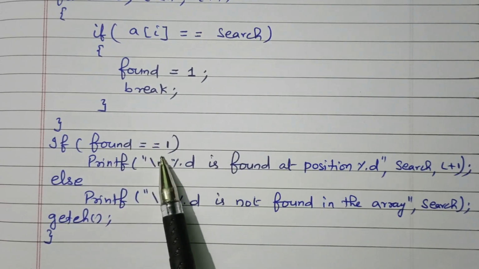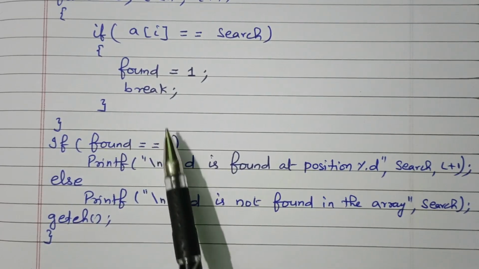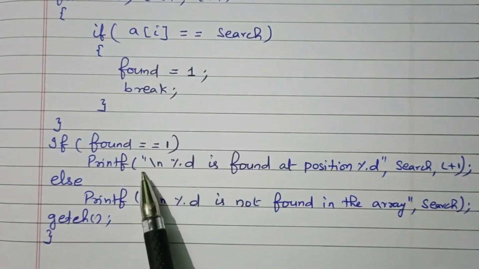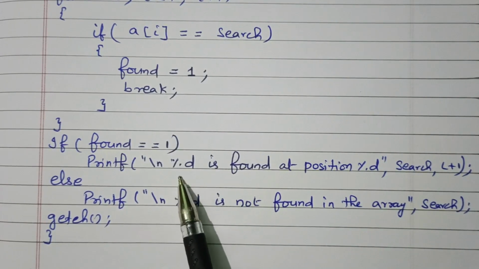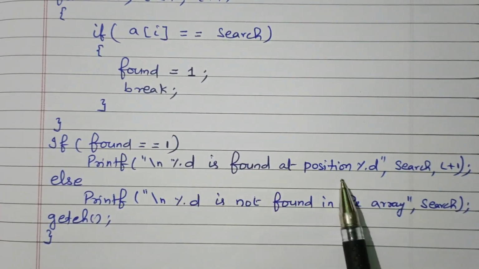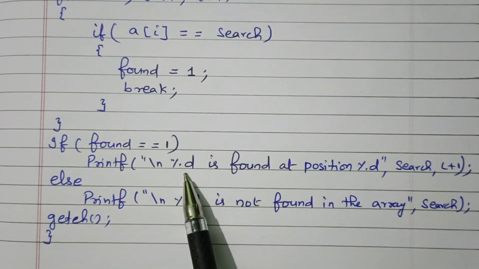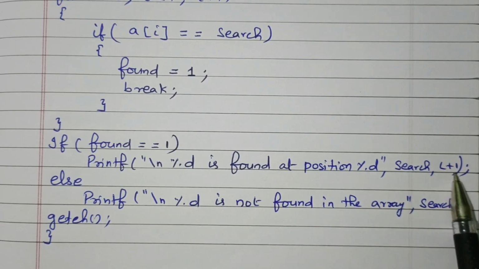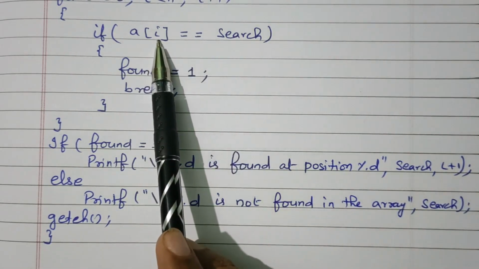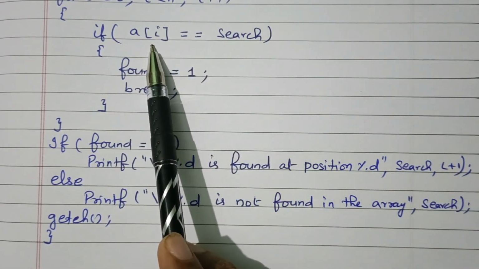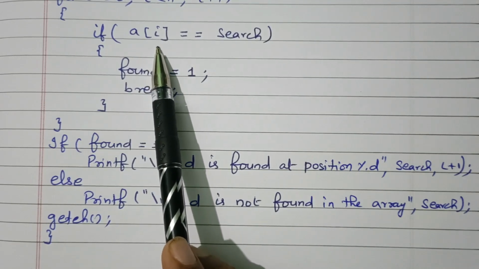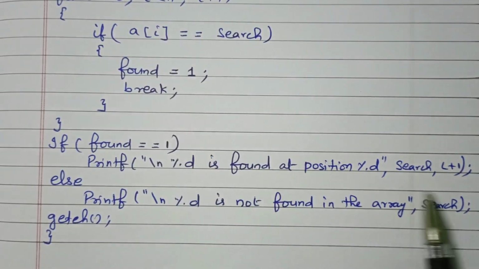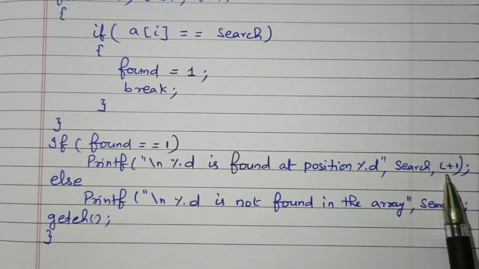If found double equal to 1, what is the meaning? When found becomes 1, both are equal. Then printf "%d is found at the position %d". This first %d is the search element, and this second %d is the position. I plus 1. For example, the third position means A of 2, because I starts from 0, 0, 1, 2, 3. A of 3 means the fourth position. So we need to add 1 because I starts from 0.